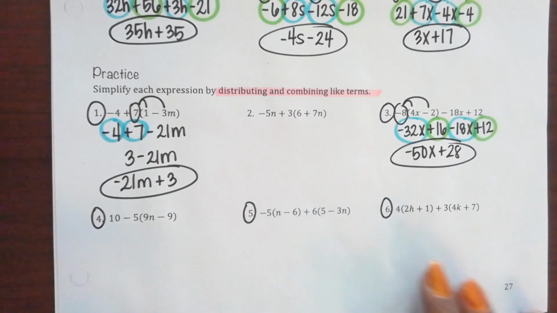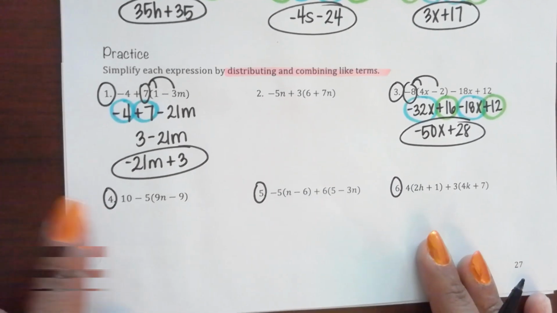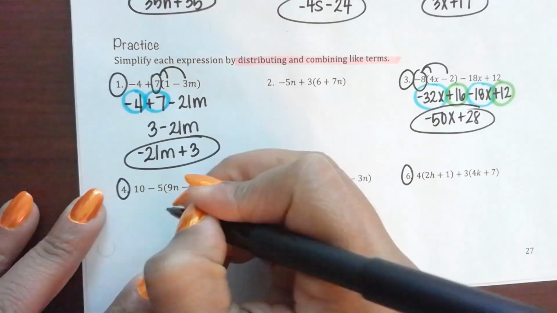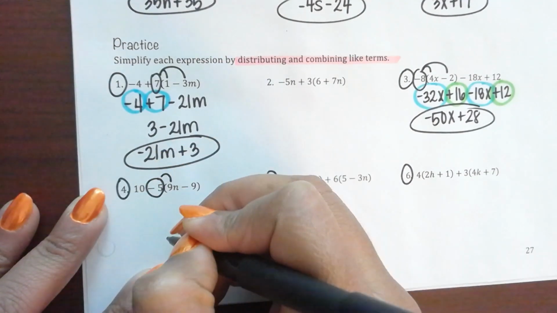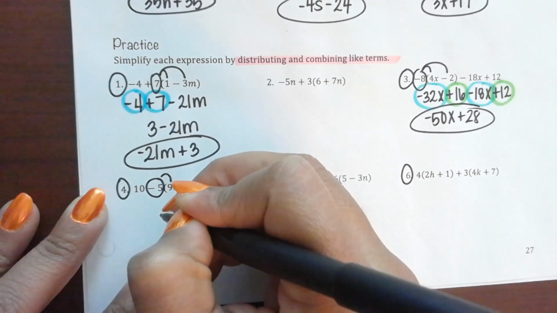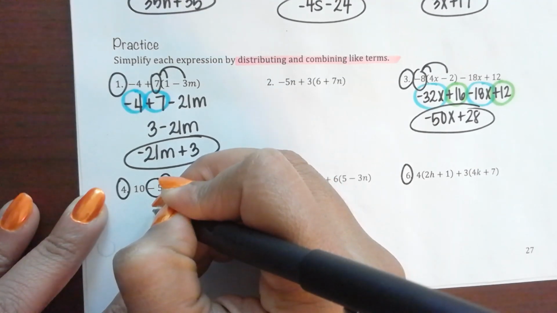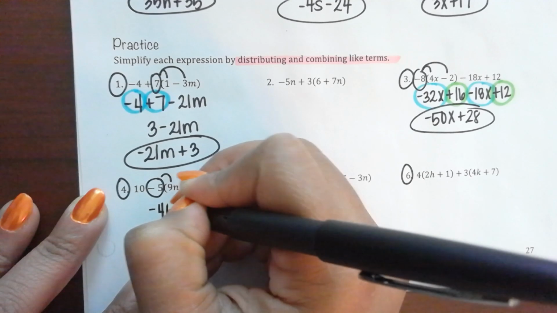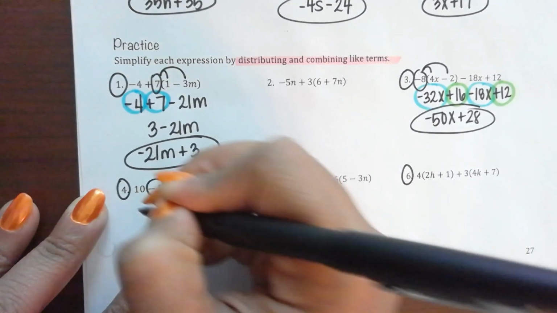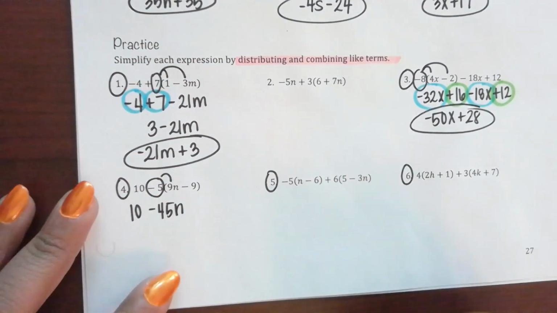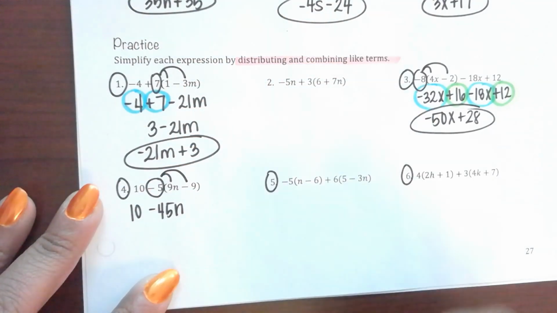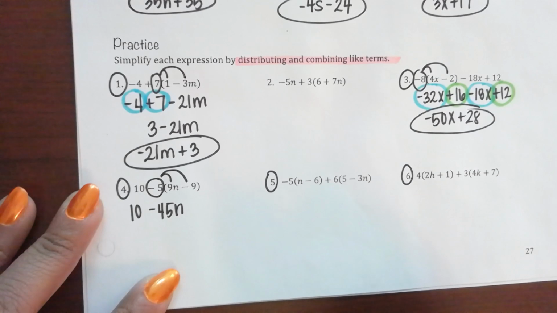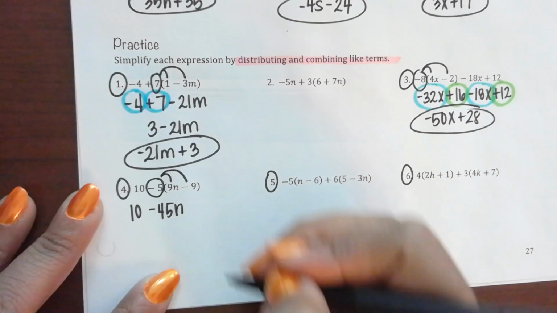Oh, wow. Number 4, where do I need to start? Negative 5 times 9. That gives you negative 45. What needs to be brought down in front of that? 10. Negative 45. Then you do negative 5 times negative 9. What kind of 9? Negative 9, it'll be positive.